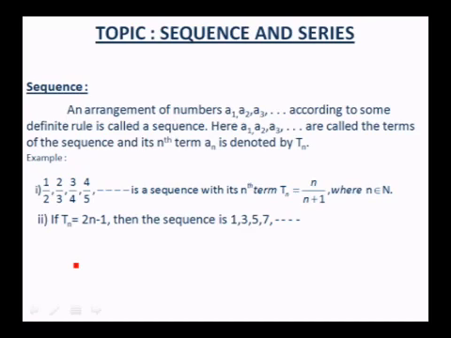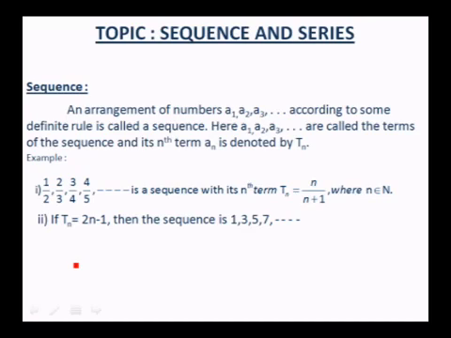Sequence: an arrangement of numbers A1, A2, A3, etc., according to some definite rule is called a sequence. Here A1, A2, A3, etc. are called the terms of the sequence, and its nth term An is denoted by Tn.